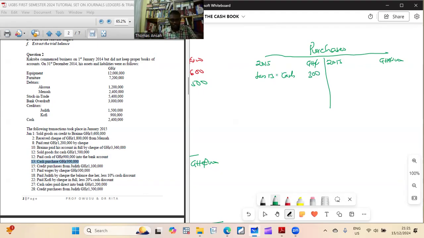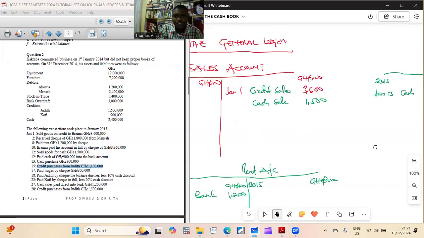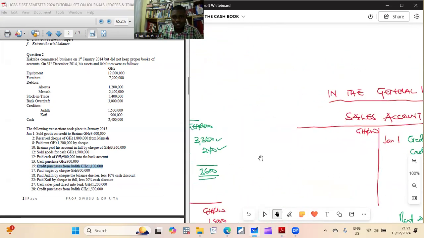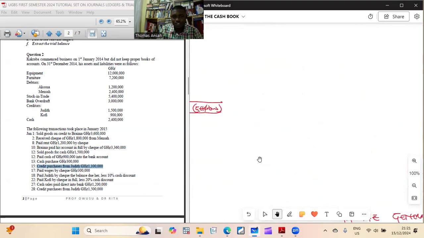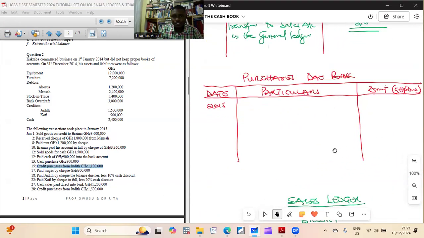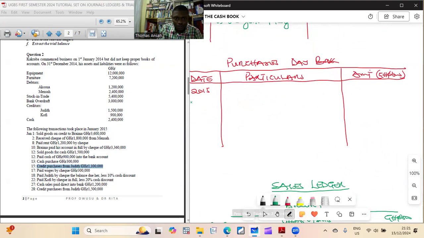To every debit, there's a credit. Then the credit purchases from due date. Now, where does credit purchases go? Purchases day book. Is that not it? So you write it in the purchases day book here. So January 15, you write due date.